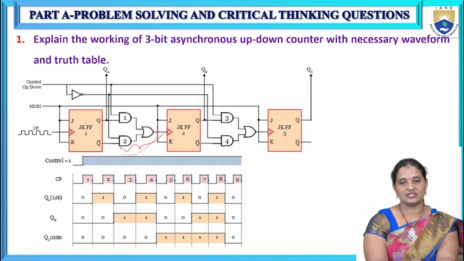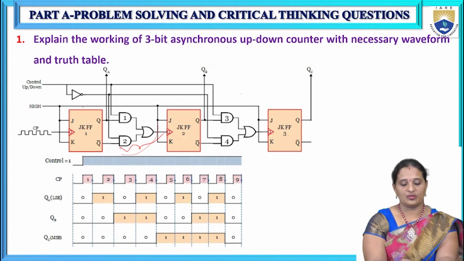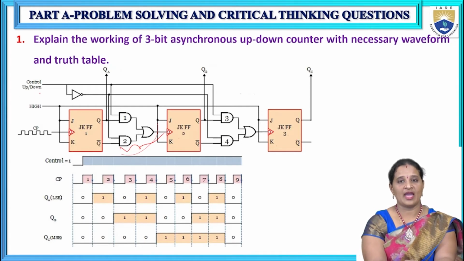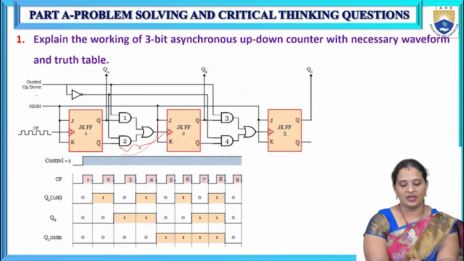Let me explain a few points about the operation here. The control input we have here is the up or down control input, which decides whether the counting is done in the incremental mode or in the decremental mode. Depending on the control input, the counter can count in the incremental order or in the decremental order. If this up or down count value is equal to 1, then what happens?